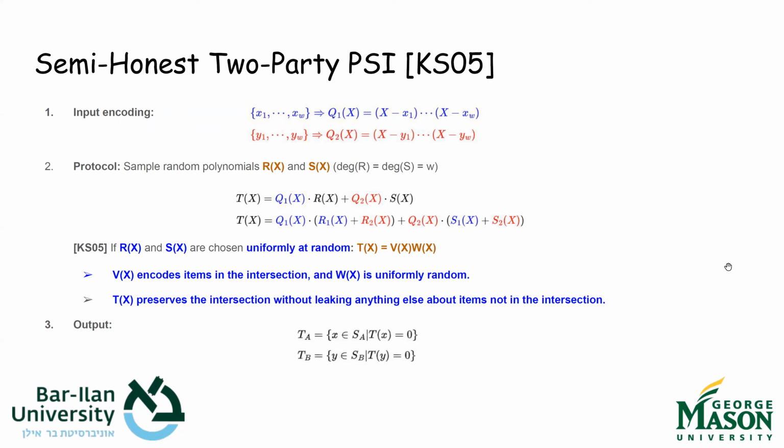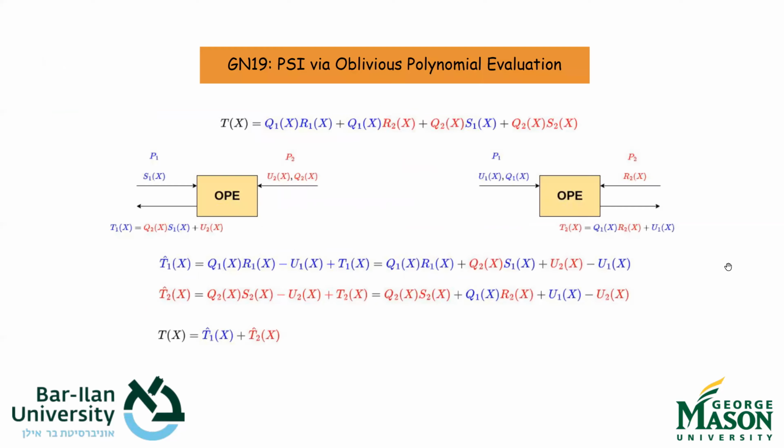To make sure that R and S are chosen uniformly at random, each party samples a random share of the polynomials. As we can see here, all the blue polynomials are held by P1, while all the red ones are held by P2. After computing T, each party evaluates T on their input set and outputs the intersection.